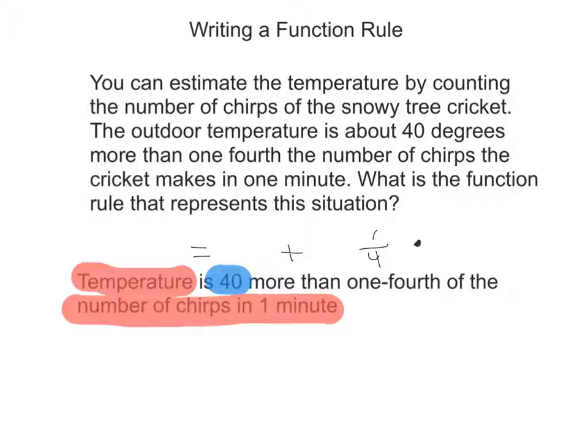Now, the unknowns we can make variables for. So temperature we could say is T. 40 we already know is a number. And number of chirps in 1 minute we could say C. So we can rewrite this as T, temperature, equals 40 plus 1/4 of the number of chirps C. And there you have a function rule relating this problem and these quantities. So we could plug in for the temperature, we could plug in for the number of chirps, and we could solve for the other unknown.